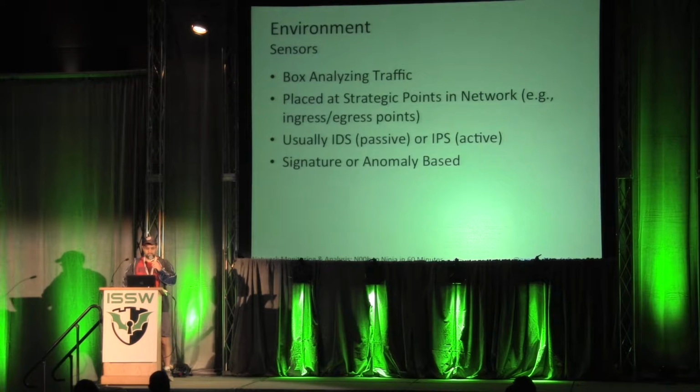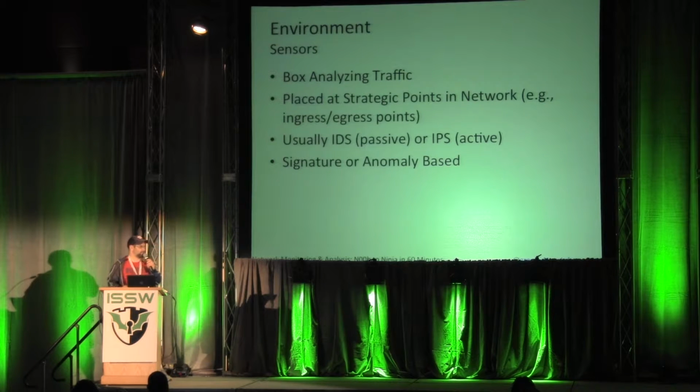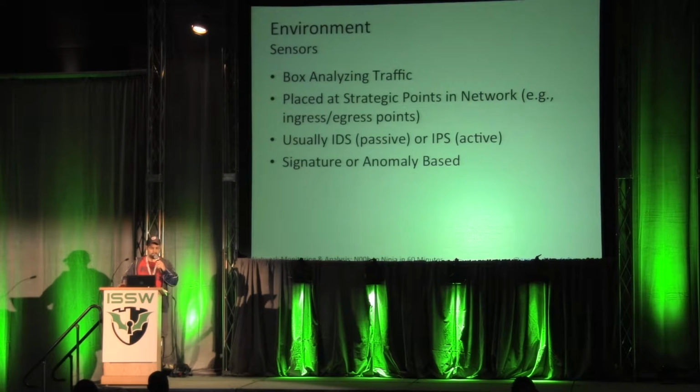So the sensors, and this is just a box that's analyzing traffic, are usually placed at strategic points throughout the network. In most cases, these are at your ingress and egress points. Some people may put them outside your network to monitor what's going on there. Some people may put them, say, behind your gateway. It just depends what your goals are. In most cases, like I've been talking about so far, this is usually an IDS.